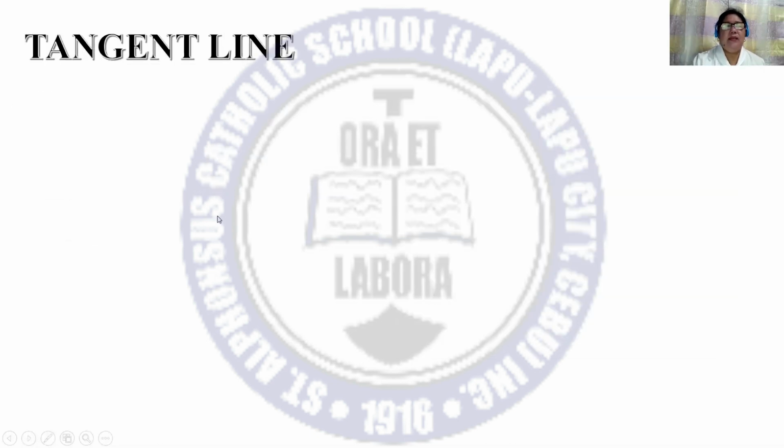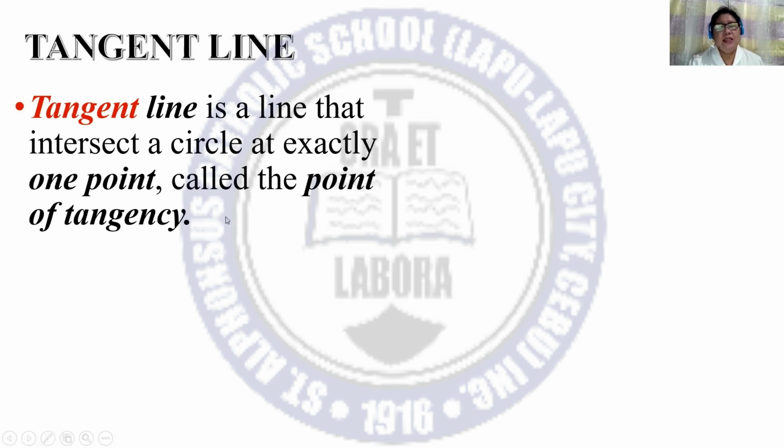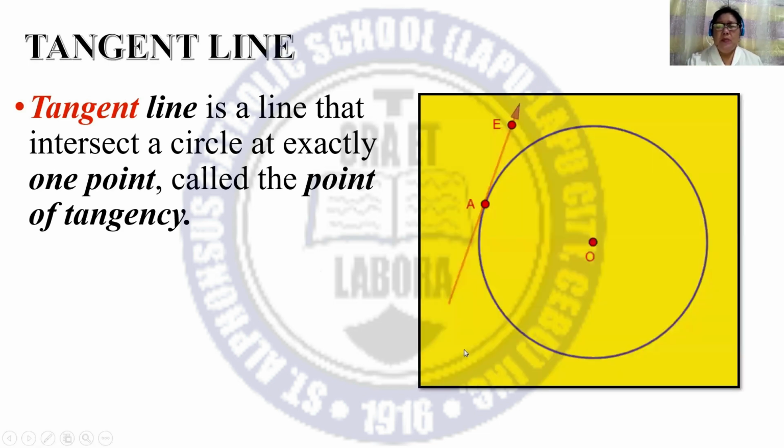Next, tangent line. A tangent line, or tangent, is a line that intersects a circle at exactly one point, which is called the point of tangency. For example, supposing this line with points A and E, and point A touches the circle. This point A is what we call the point of tangency. And this line is what we call tangent AE. And again, A is the point of tangency.